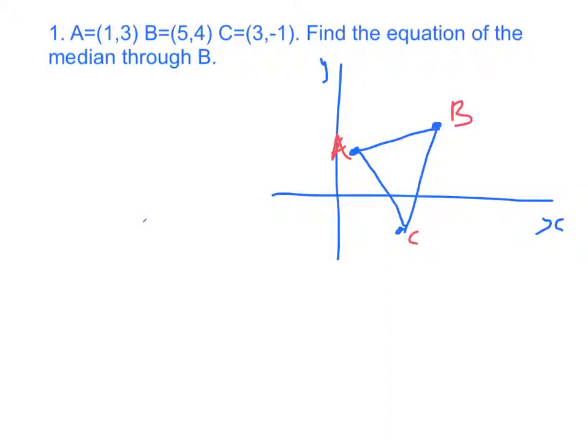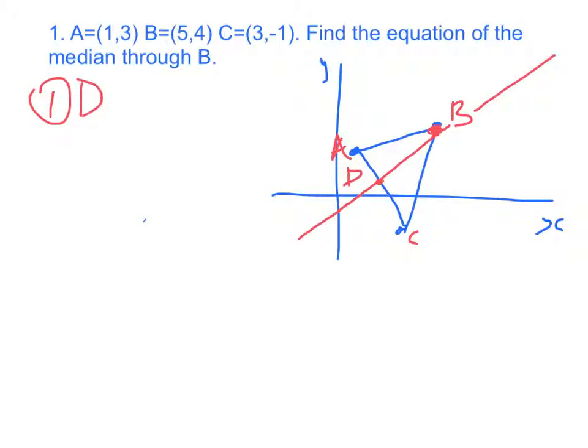Now we're looking for the equation of the median through B, which is the line that joins the vertex with the midpoint of the opposite side. Right, so have a look at that little sheet that you stuck in your books today. So we're looking for the equation of that red line there. So 3 steps. Step 1 is we're going to find the midpoint, and we're going to call that point D.